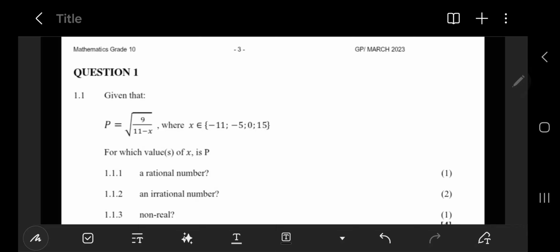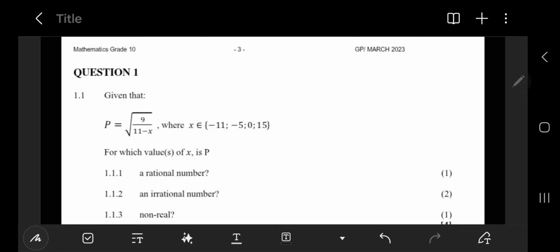So question 1, it says, given that we've got p is equal to the square root of 9 over 11 minus x, where x is an element of negative 11, negative 5, 0, and 15. So what does this actually mean? We are given values of x. And when they tell you that x is an element of, and you notice that you've got values within curly brackets, that basically means that those are all the values that represents x. So here we have 4 values that x is represented by.